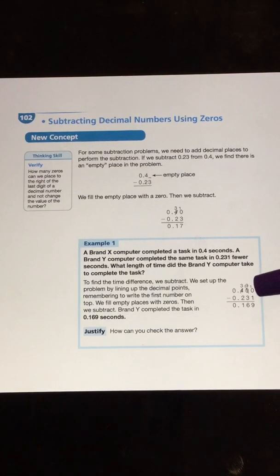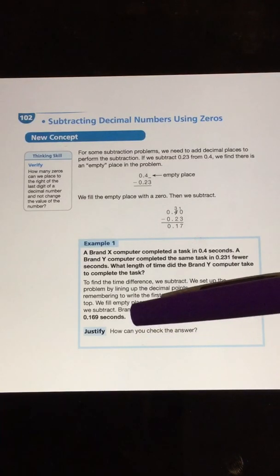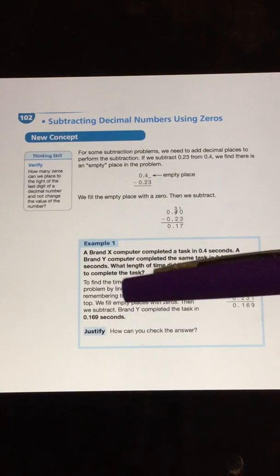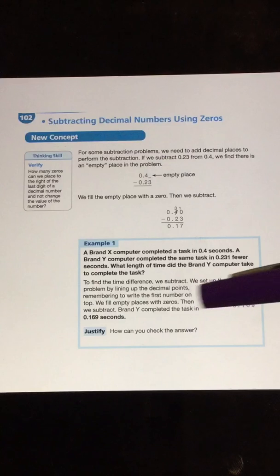So I am taking my 10. Well, I had to regroup, correct, because of the zeros. I'm taking my 10, subtract 1, and I get 9. 9 subtract 3, and I get 6. 3 subtract 2, and I get 1. And bring down your decimal. So I have 169 thousandths. And so 0.169 seconds is how long Brand Y took to complete the task.